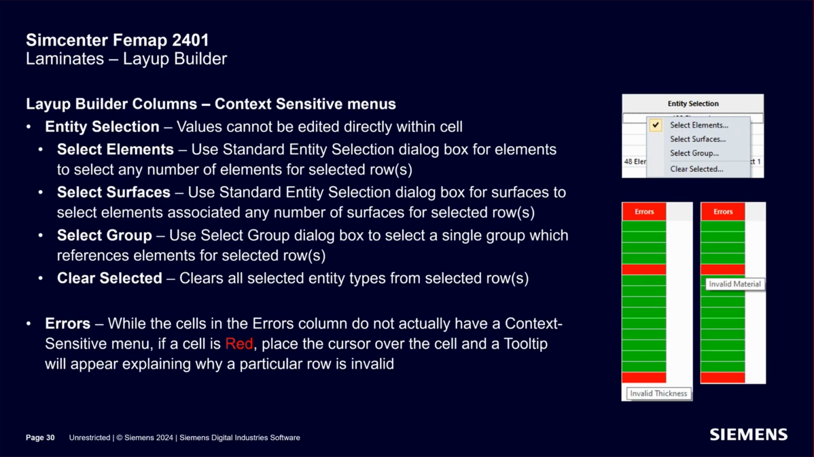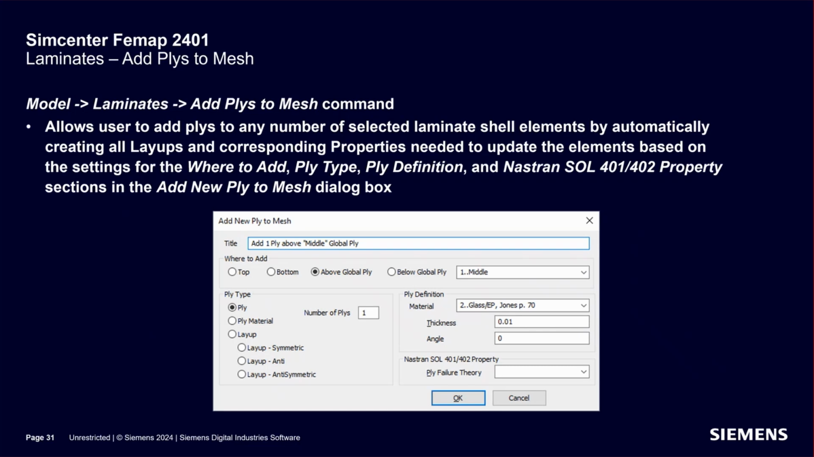Once you think you have it all ready, there's an icon to check for errors. When you click it, it brings up an errors column at the end, and if you have any errors, it shows them in red. If you hover over the red cell, it gives you a tooltip telling you what's wrong, like an invalid material or an invalid thickness, which in those two cases means you didn't assign one. There are also some other errors you can have.